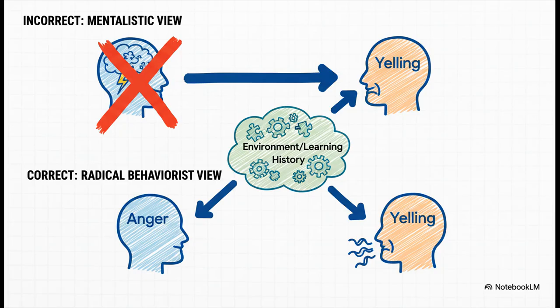Now this right here is the biggest conceptual leap you have to make. This is the whole shebang. From a radical behaviorist viewpoint, private events, your thoughts, your feelings, they are not the causes of what you do. They are just more behavior that also needs an explanation. So you don't yell because you're angry. Instead, the feeling of anger and the action of yelling are both products of the environment and your learning history.